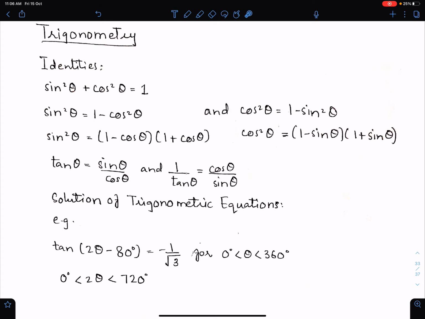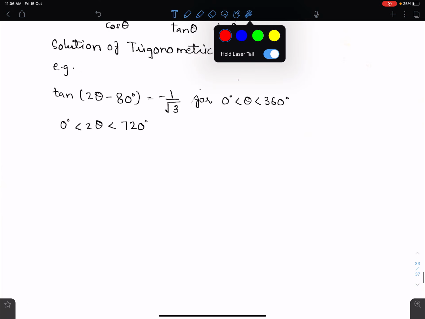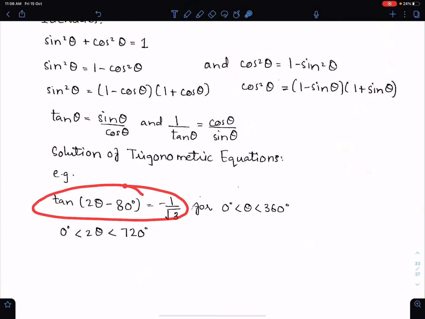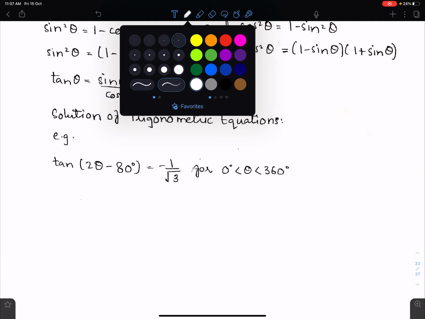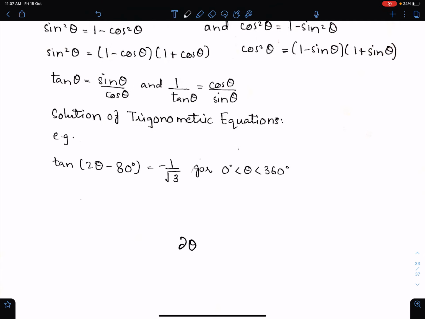Solution of trigonometric equation. Now this is very important. To solve these types of equations, always convert this domain into this angle. Make this domain as this angle. Unless you make this of this form, you won't be able to solve this equation correctly. So first you need to multiply this by 2 according to P1's. So you'll get this domain. So 2 theta, 0 to 720.